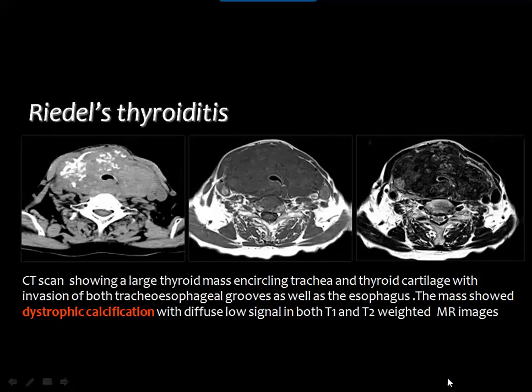This is also an example of Riedel's thyroiditis. You see the thyroid gland is enlarged and you see matrix calcification by CT. You know that MRI is less sensitive for detection of calcium, but the evident hypointensity of the lesion in the T1 and T2 weighted images is usually suggestive.